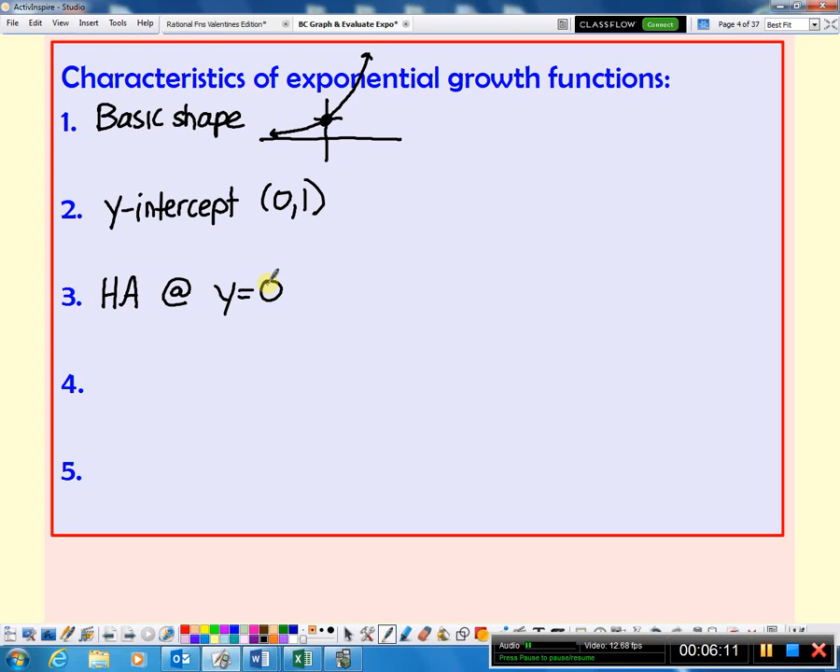Something else I note is that the domain is all real numbers. The graph stretches infinitely from left to right without any skips or jumps or holes in the graph or vertical asymptotes. And last but not least, the range of the graph goes from 0 to infinity. All basic exponential growth functions share these exact same 5 characteristics.